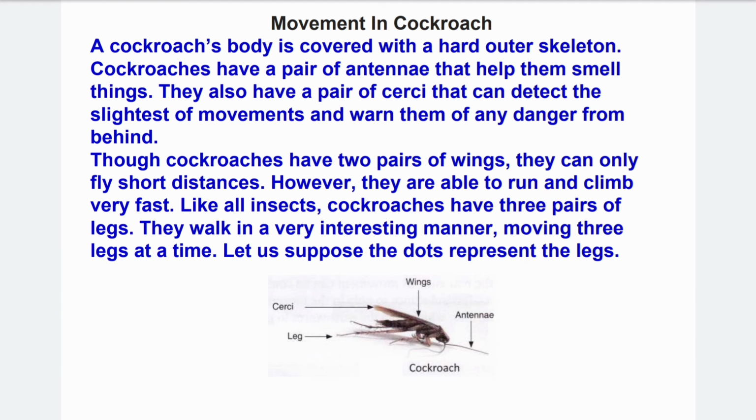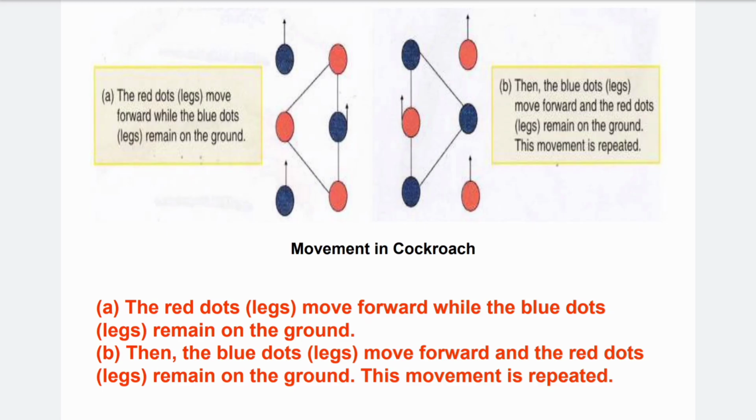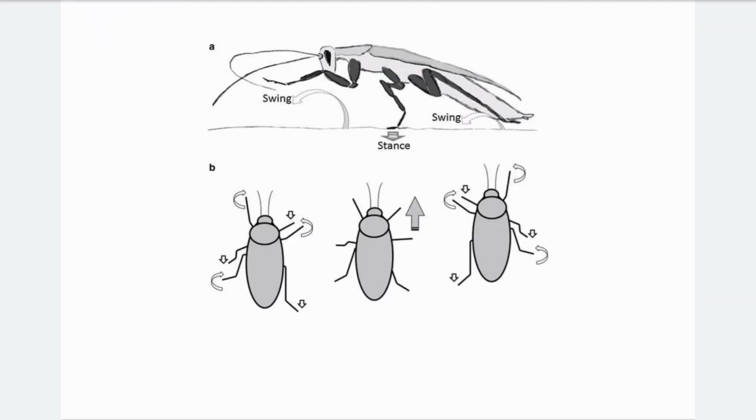Like all insects, cockroaches have three pairs of legs. They can walk in a very interesting manner, moving three legs at a time. Let us suppose the dots represent the legs. The red dot's legs move forward while the blue dot's legs remain on the ground. Then the blue dots or legs move forward and the red dot's legs remain on the ground. This movement is repeated. In my next video, I will explain some movement in certain vertebrates.